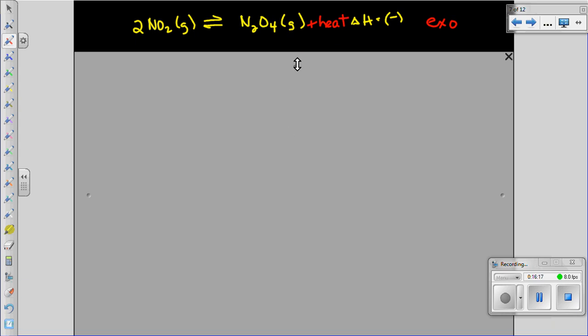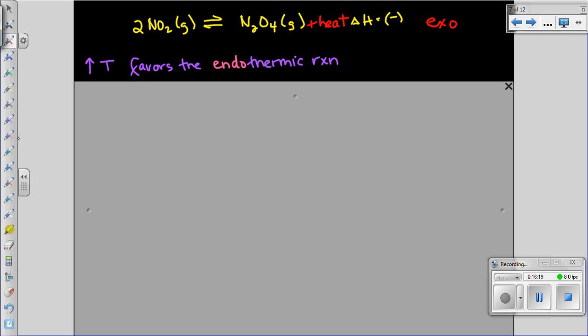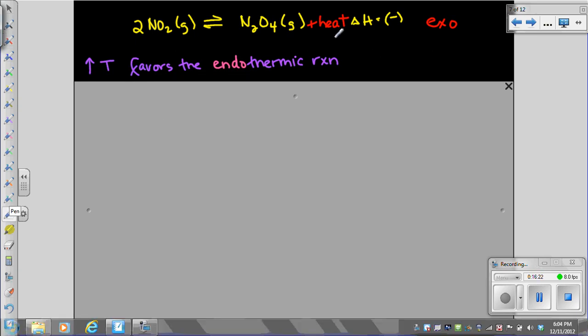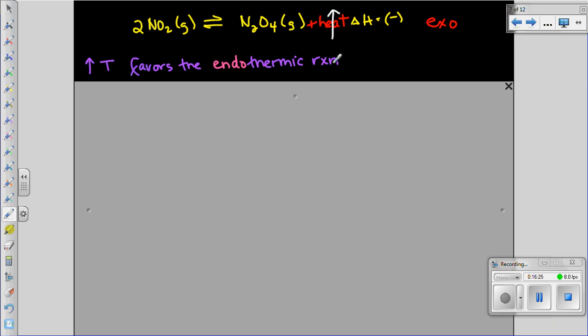Now what I want to think about is what's going to happen when I change temperature. So let's say I increase temperature. That means the amount of heat is going up. So the stress is increasing temperature, increasing the amount of heat. The reaction doesn't like that, so it's going to shift to the opposite side, which means it's going to shift left. Now, if you think about forward and reverse reactions, the reverse reaction, as it's written, has heat as a reactant, which means that increasing temperature is going to favor the endothermic reaction.